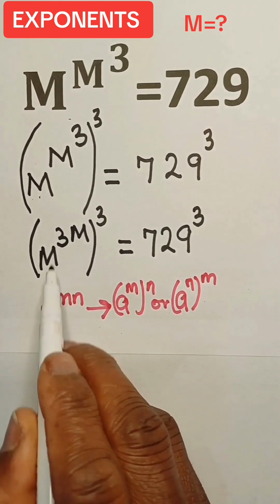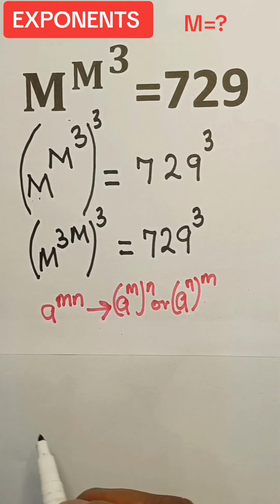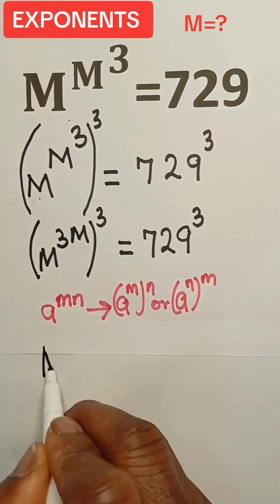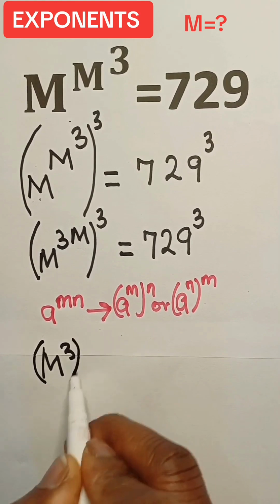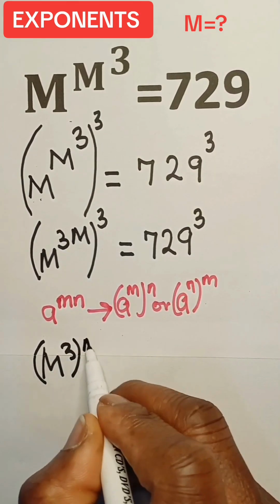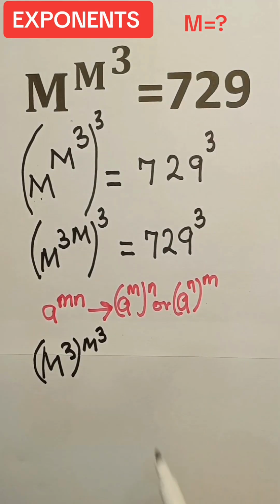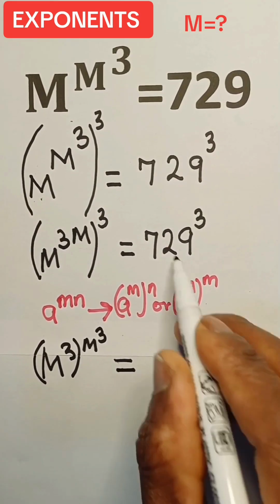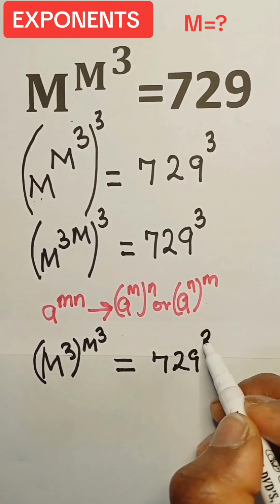So what is going to happen now? We are going to move this m out of the parentheses. So we will now have m raised to the power of 3. Then this will be the base now. Then this m coming out of the parentheses will appear here, raised to the power of 3, is equal to 729 raised to the power of 3.